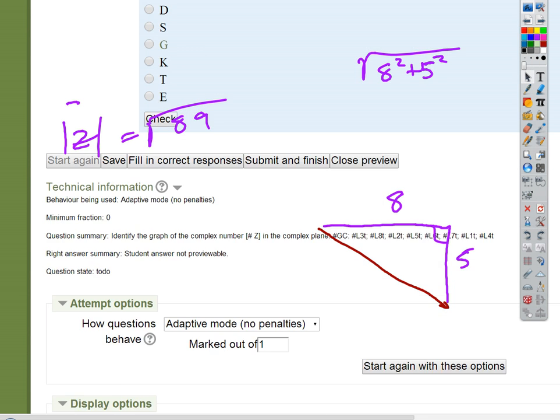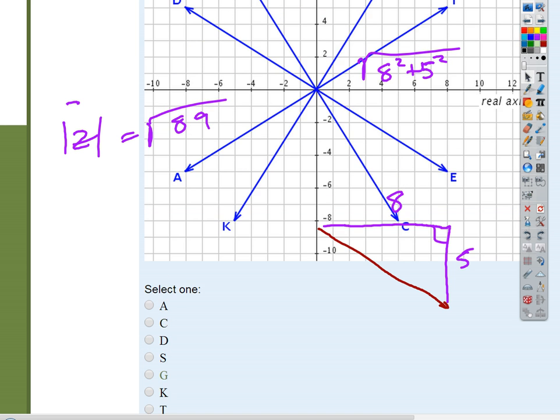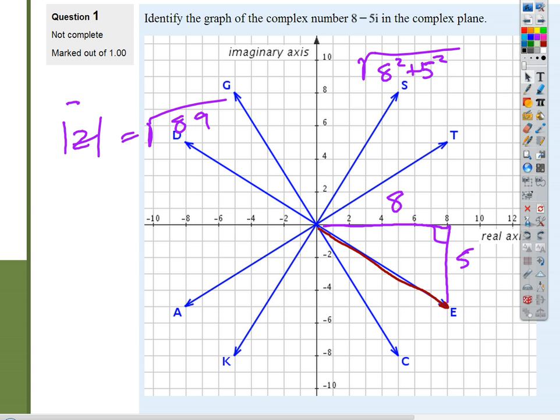What did it mean by those? Okay, so this was an easier question. This just wanted us to identify which one corresponds to that imaginary number, and it's vector E, because of all those choices, that's the one that has coordinates +8, -5. Make sense?